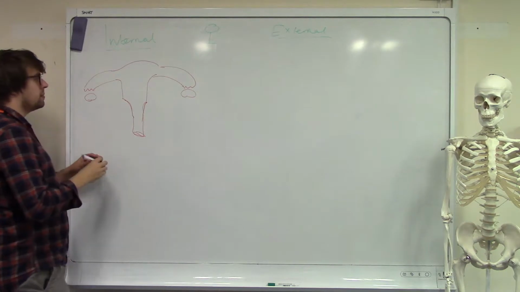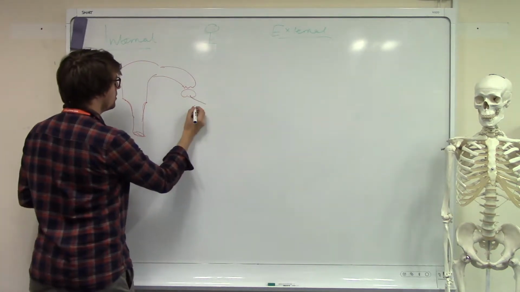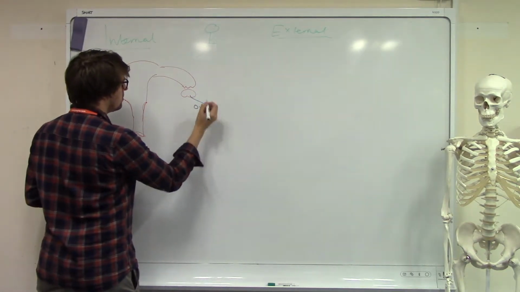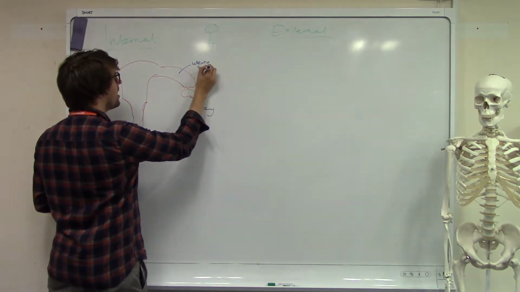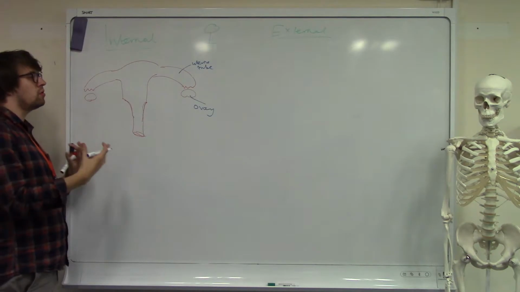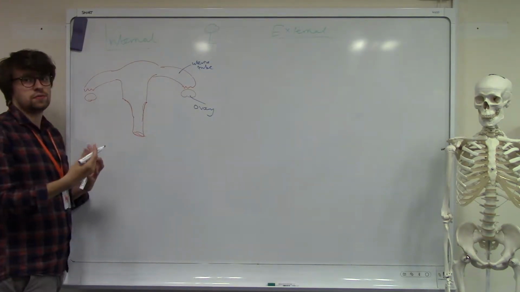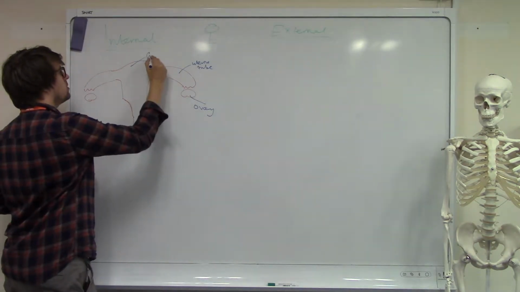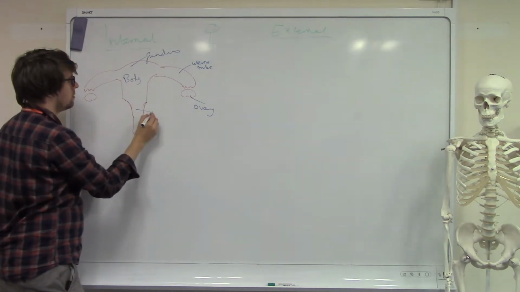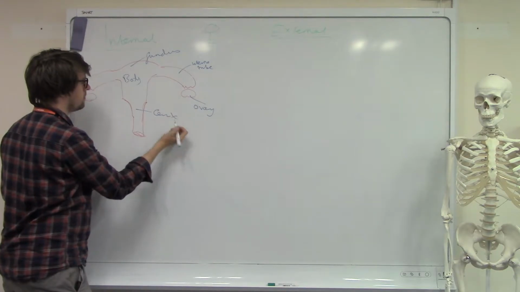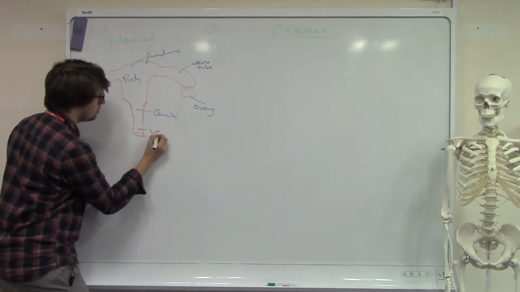So we'll just quickly label these. Now obviously this is not detailed. There's a lot more detail that you will learn, but having a good overall geographical layout is obviously very important. So we have the fundus of the uterus, we have the body, we have the cervix, and then we have the vagina.